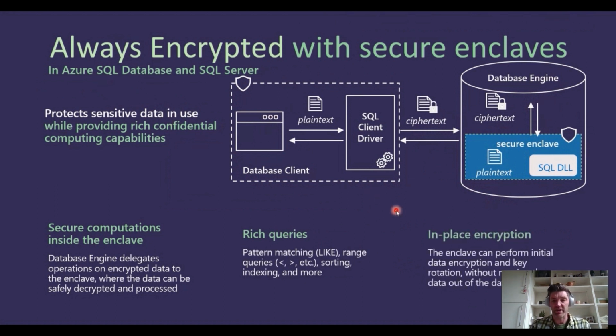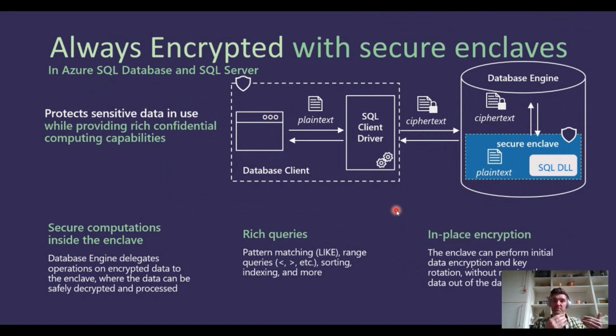Another advantage that you get by using Always Encrypted with Secure Enclaves is what we call in-place encryption. Previously, with the first version, if you wanted to start with an initial encryption, so let's say you want to encrypt one specific column in your table, what we had to do is extract that data outside of the database.